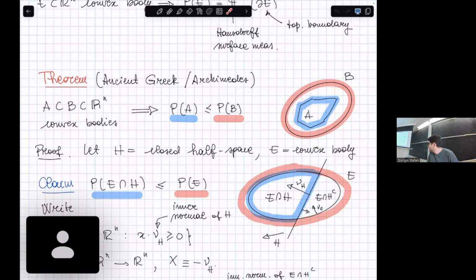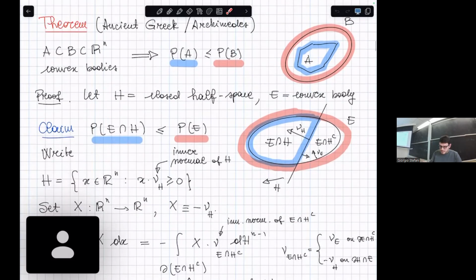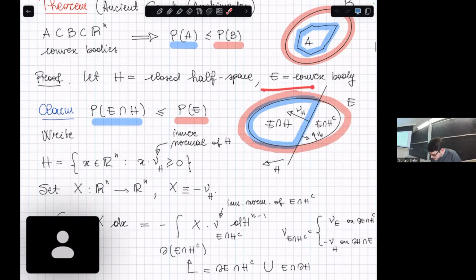Now, I will try to give you at least a sketch of the proof to understand why it is true. There are many possible proofs. I will show you just one. The idea is to start with this claim: if you give me a closed half space H and a convex body E, then I take the intersection of E and H, and what I want to say is that the perimeter of the sliced potato is less or equal than the perimeter of the original potato. The blue part is the sliced potato, and the red part is the original potato, and the half space is in this part.